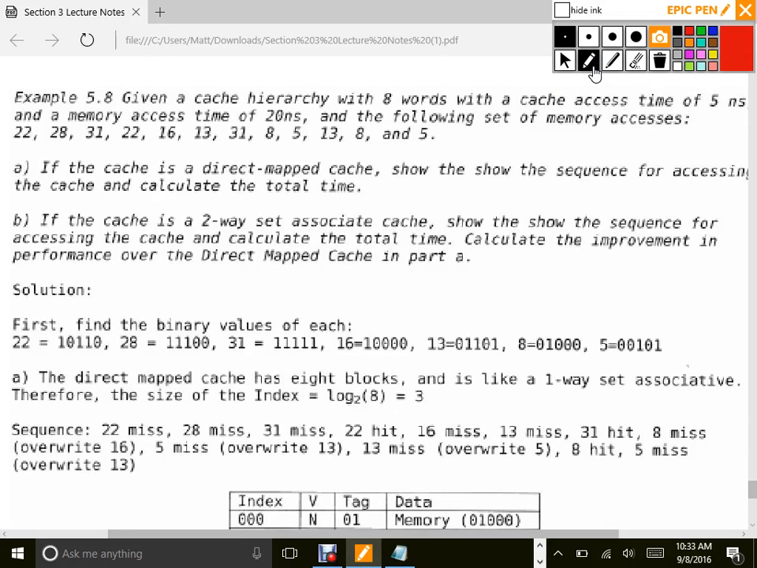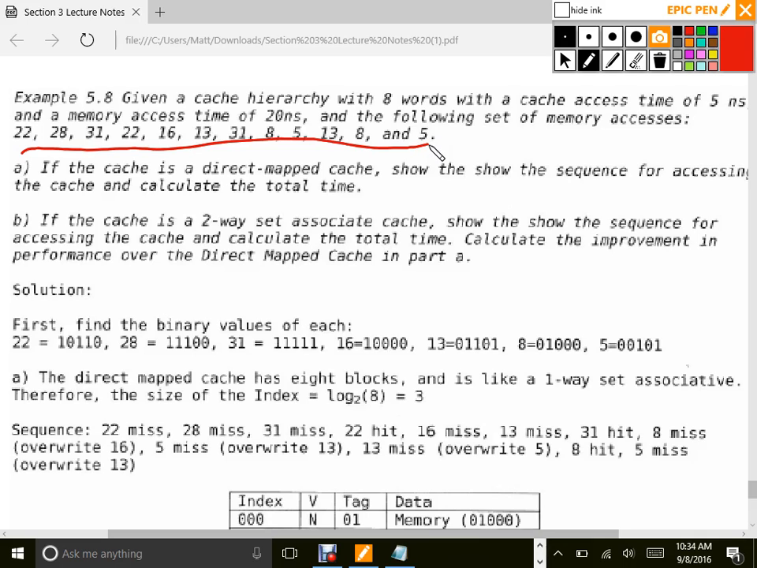Given a cache hierarchy of 8 words with a cache access time of 5 nanoseconds and a memory access time of 20 nanoseconds, each cache hit is 5 nanoseconds and each memory access is 20 nanoseconds. We are given the following set of memory addresses. This is a little longer than you'll see on an exam, but you get the idea: 22, 28, 31, 30, 22, 16, 13, 31, 8, 5, 13, 8, and 5. You'll see why I picked these numbers; they make certain things work in certain parts of the problem.